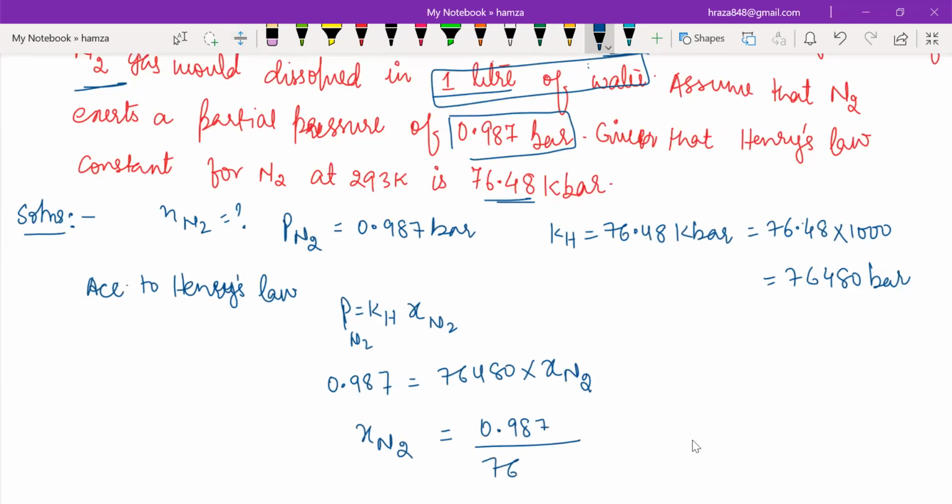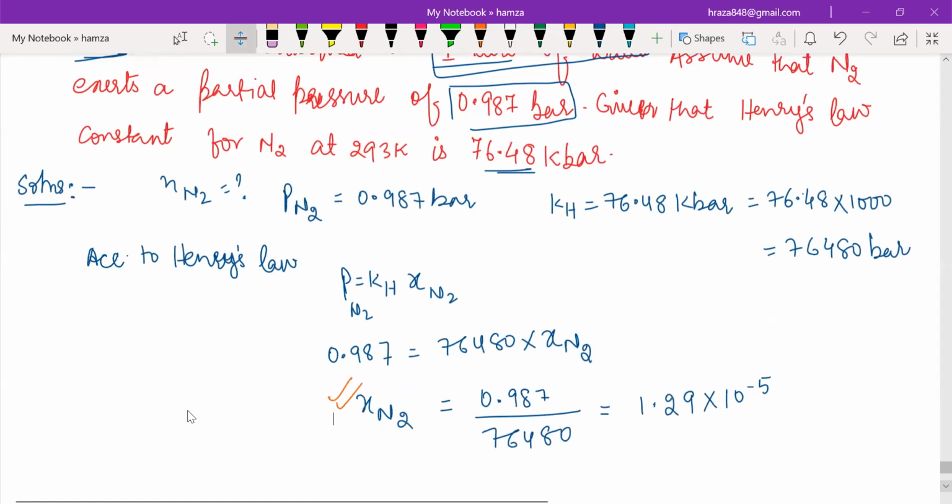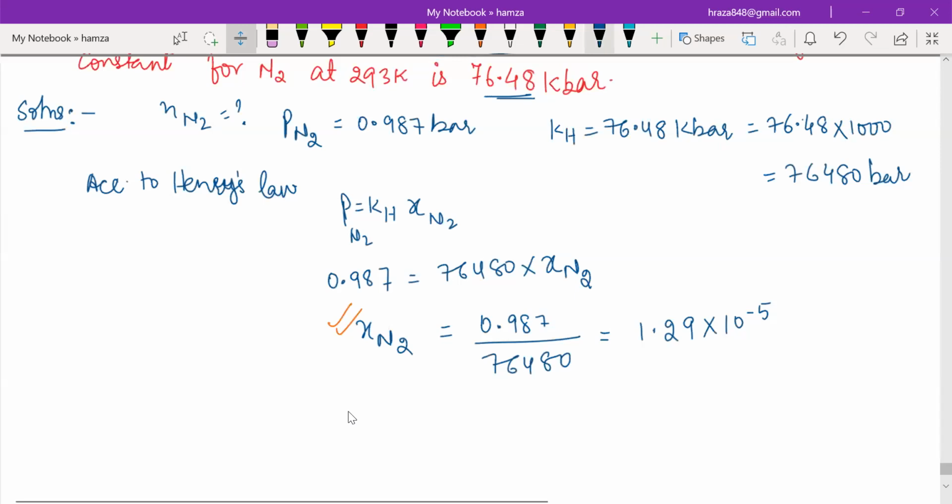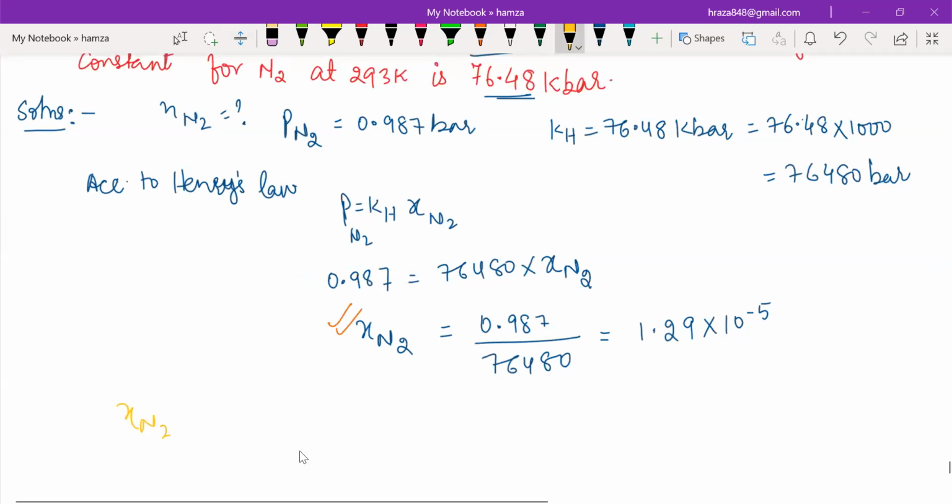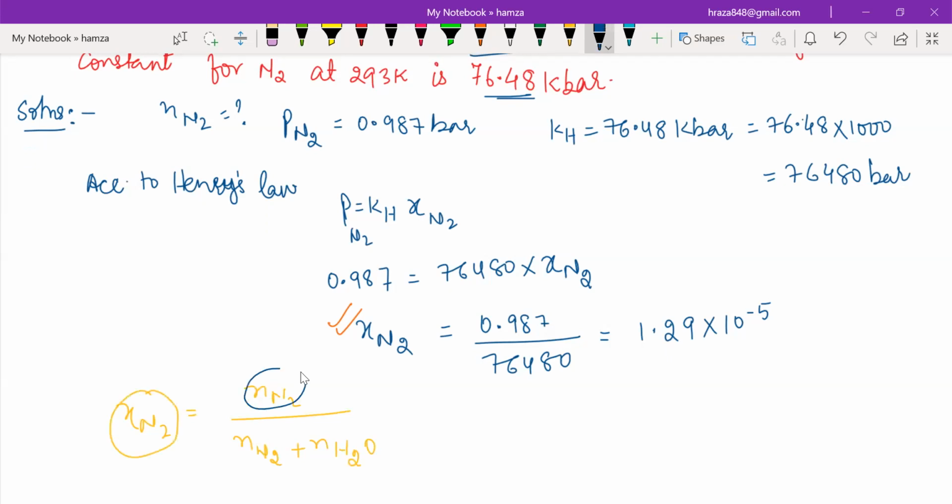So what we just calculated is the mole fraction of N2. Now you know that the mole fraction of N2 will be equal to the number of moles of N2 upon the number of moles of N2 plus H2O. With N2 there is H2O in the container according to the question, and this is given, this we need to calculate. And what is the value of the number of moles of H2O? It is given that the volume of H2O is 1 liter.